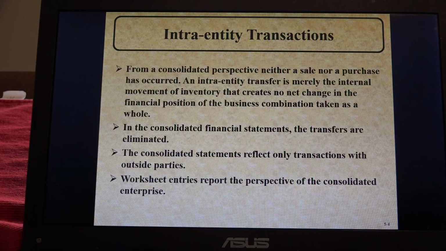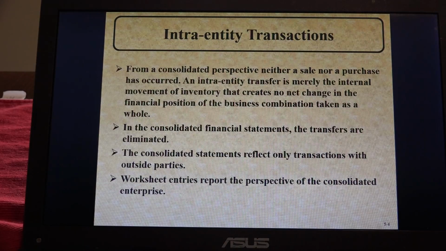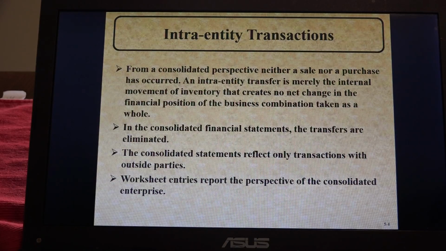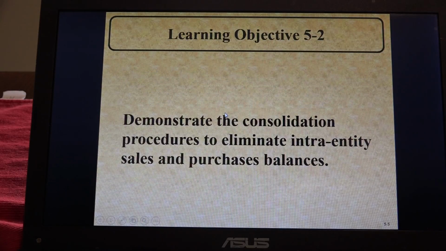In the consolidated financial statements, we have to eliminate these transfers, excuse me. And so we only want to show in our consolidated financial statements the financial effects of outside transactions, not inside transactions. And so we do this in our worksheets just like we have with these other previous transactions we've dealt with.